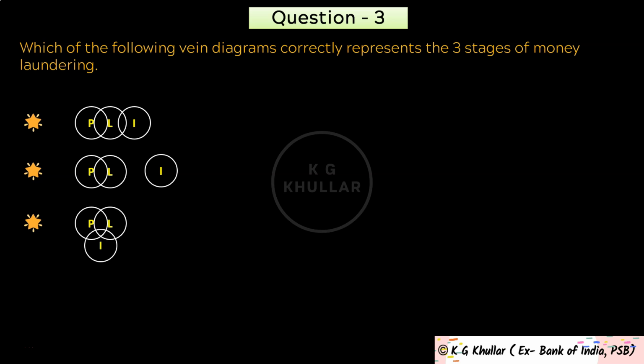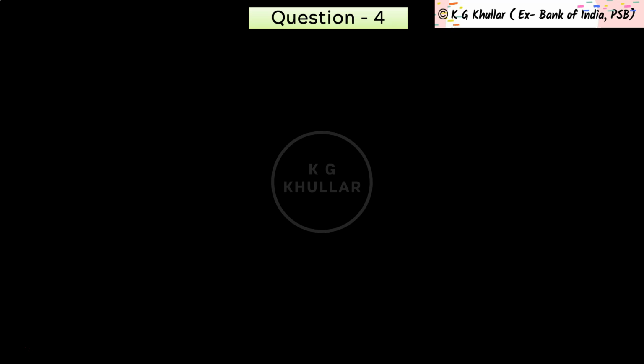So friends, please carefully observe all these Venn diagrams. Now please recall in theory lecture we learned that all the three stages are not separate but often overlapping with each other. And friends, in fact this is done intentionally to disguise the audit trail of money to be laundered. So out of the three Venn diagrams, the correct option is option C, where all the three circles are overlapping with each other.